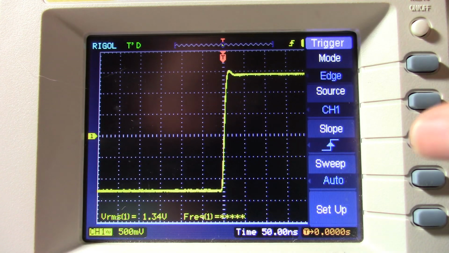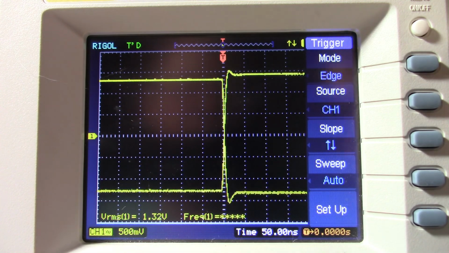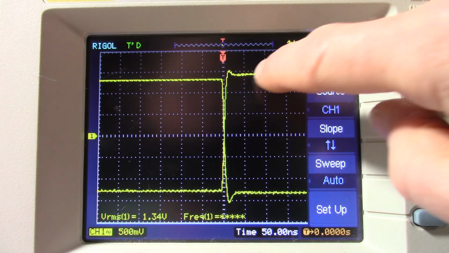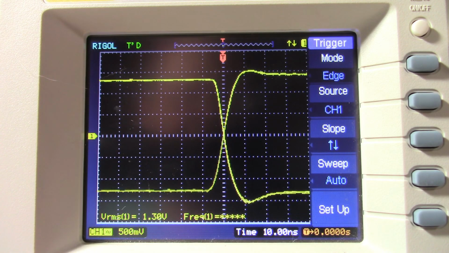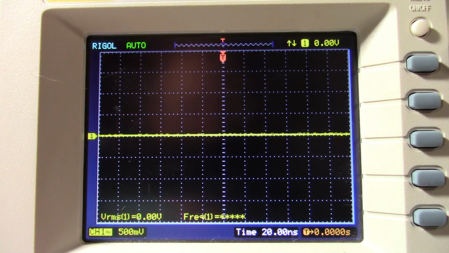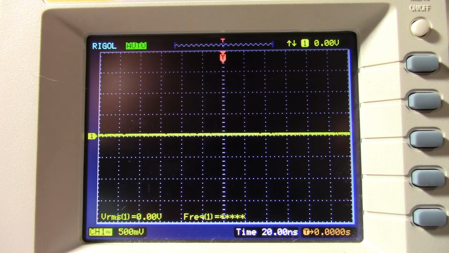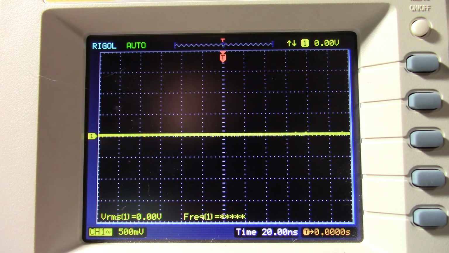Let me adjust the trigger so I can see the rising and falling edge at the same time. So yeah, you can see there's some overshoot going on there. And that is pretty fast. So what I'm going to do is take these little ceramic capacitors. It's a little 33 picofarad NPO type cap, and put it across the output. See if I can clean up that overshoot a little bit.